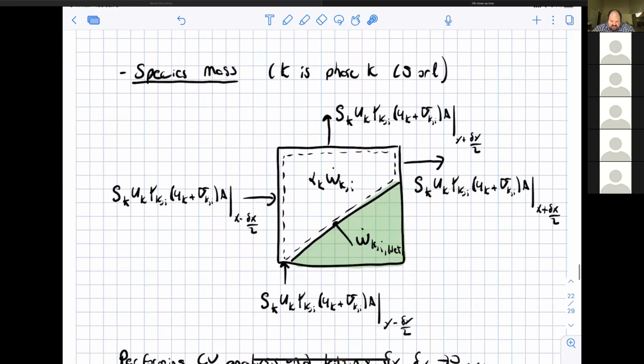So now there's species mass. Here we have the mass of species I in phase K. So the liquid could have different species. You could have a mixture of alcohol and water, and if you want to study the combustion of that, you would have two different species in here. And then in the gas, you could have a reacting flow, and you need a way to keep track of all of those species. And so that's a much more straightforward analysis than momentum.